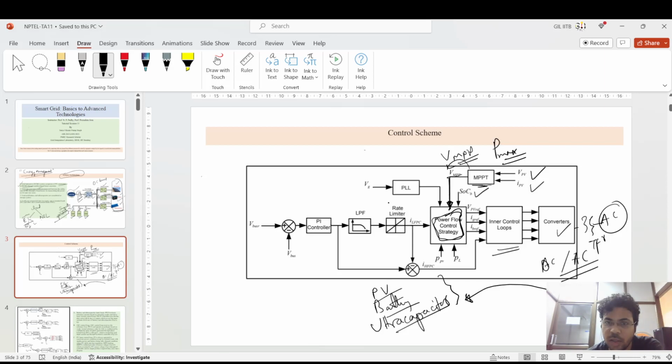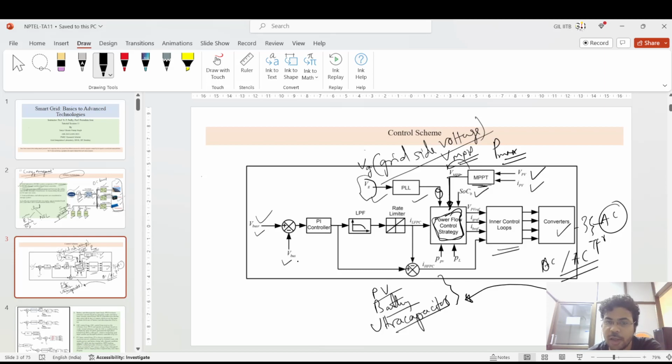Second is the SOC of the battery. And third is the VG, PLL. It is the theta value which comes from monitoring this VG. VG is the grid side voltage. This is important for generating the pulses for the inverters, that is the AC to DC converter. And also you have the V bus reference and the V bus.